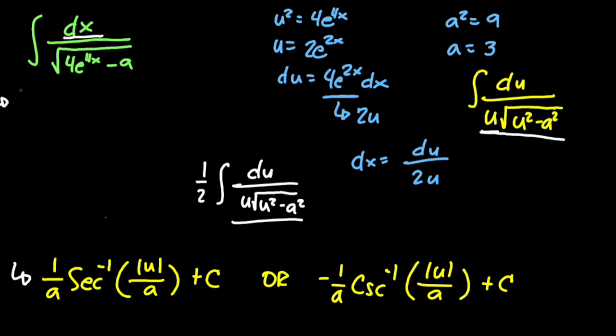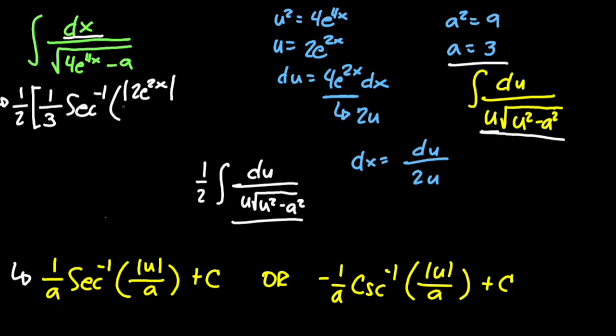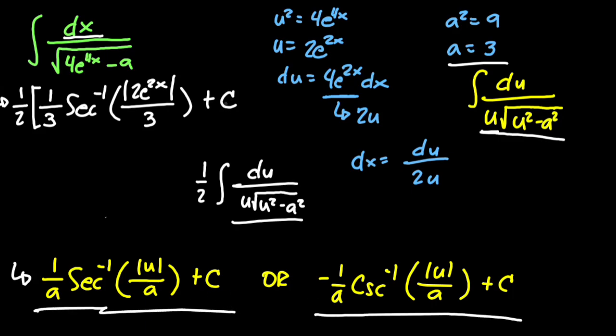So this would become equal to 1/2 multiplied by 1 over a, which in this case is 3 because of this, multiplied by arcsecant multiplied by absolute value of u, which is 2e raised to the power of 2x over a, which is 3, plus c. I will just be using this solution. I will not be answering this, but you can do it because it is just the same.